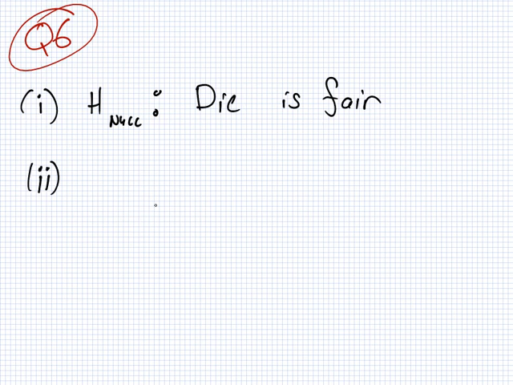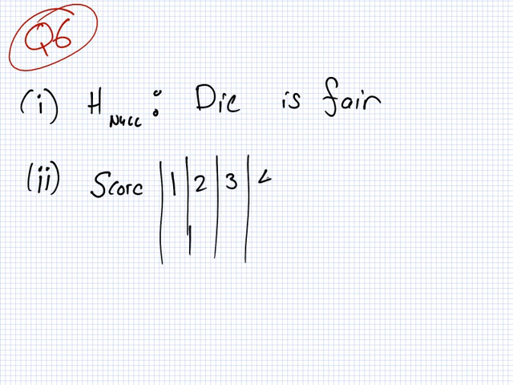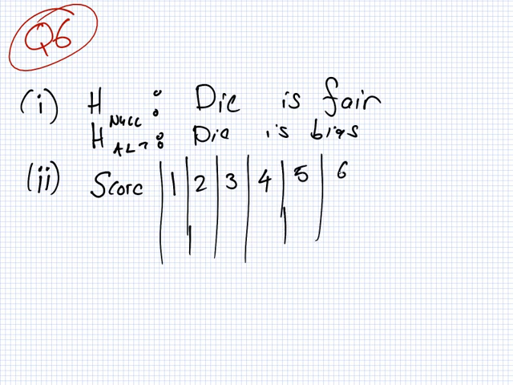Work out the expected values. So I'll just write the table down here. We have the score. We can get a 1, 2. So the Null Hypothesis, and then the alternative is what? Yeah, the die is biased then. Okay. 1, 2, 3, 4, 5, 6, 7, 8.